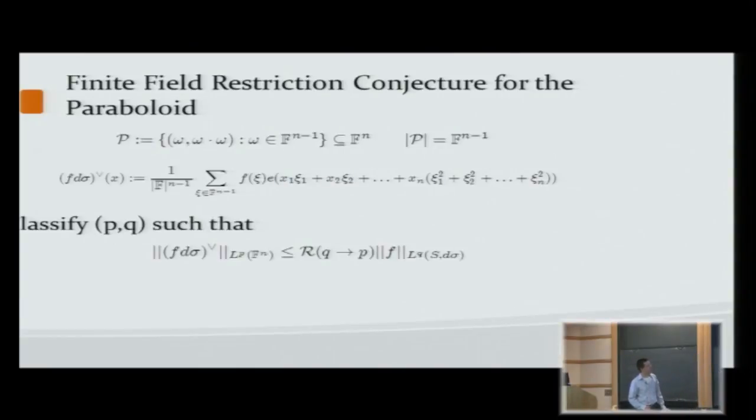And what I would like to do is classify the set of p's and q's such that I have an inequality of this form, where this constant is bounded independent of the field size.